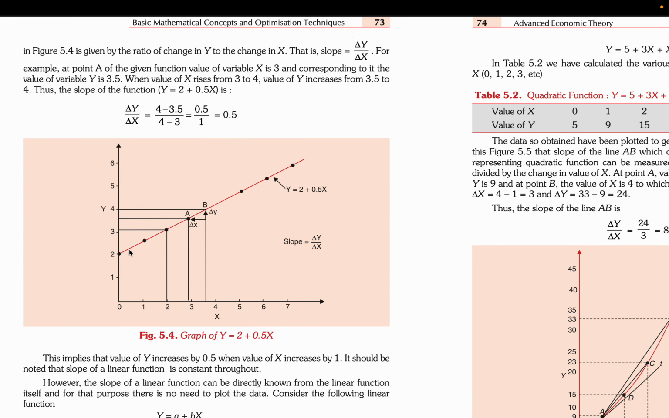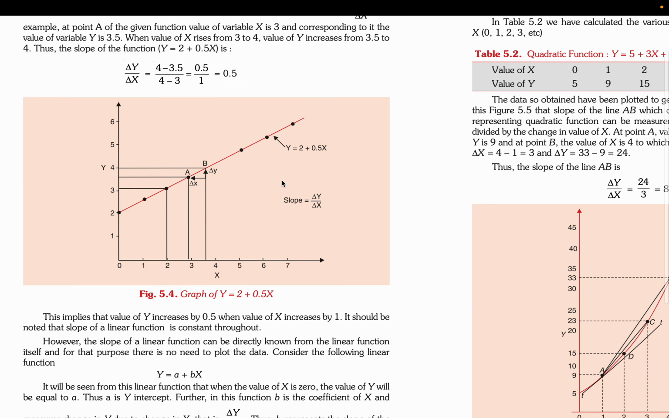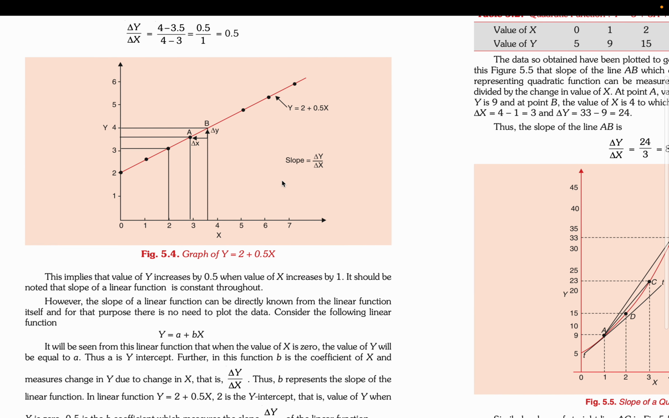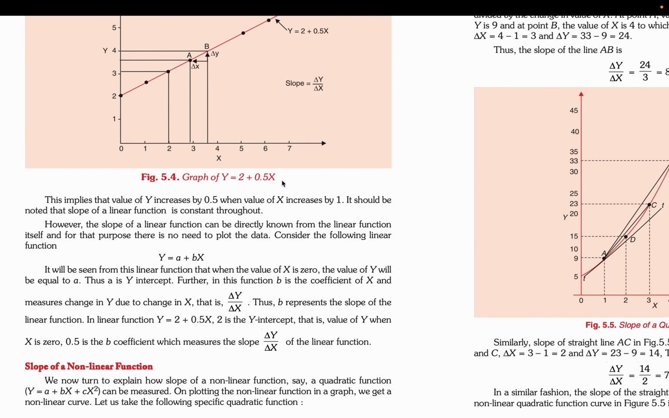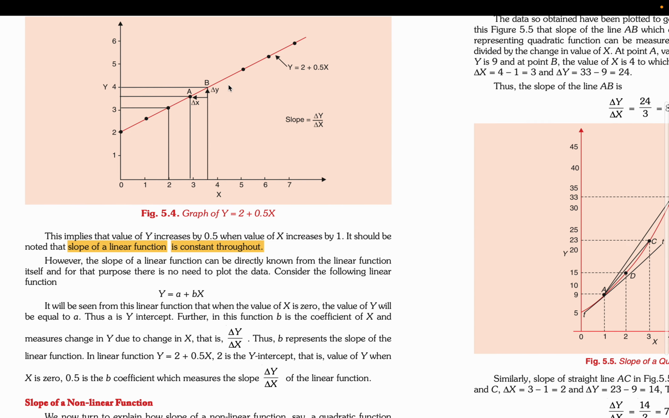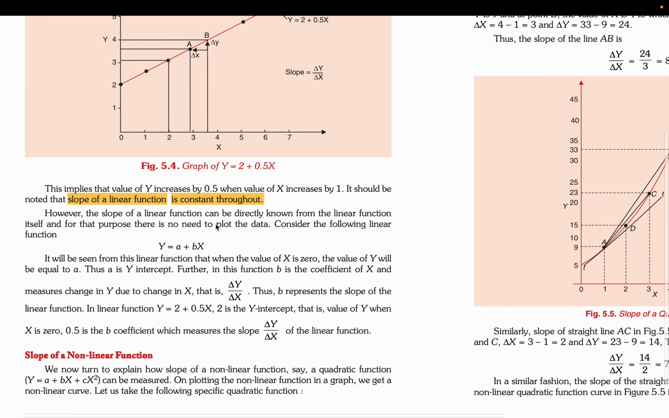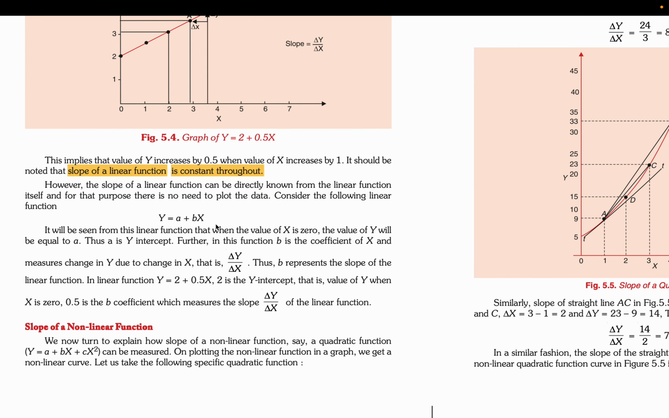Since this is a linear graph, the slope is going to remain the same at each and every point, no matter which point you see. This implies that the value of y increases by 0.5 when the value of x increases by 1. It should be noted that the slope of a linear function is constant throughout. Like I just said, if it's a linear function, like in this case, it's going to be constant every time.